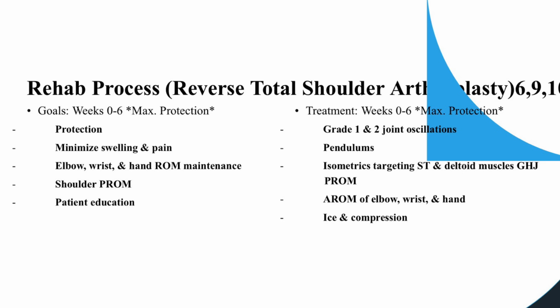Okay, for an RTSA rehab process, max protection is only 0 to 6 weeks. Your goals are going to be to protect the joint, minimize swelling and pain, range of motion maintenance, passive range of motion of the shoulder, also patient education and treatment plans. You can include some grade 1 or 2 joint oscillations, pendulums, isometrics targeting the scapulothoracic and deltoid muscles, good humeral joint passive range of motion, active range of motion with elbow, wrist, hand, and isocompression to minimize that swelling and pain.